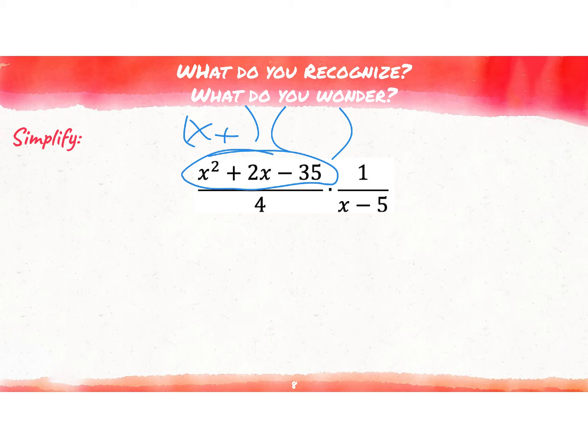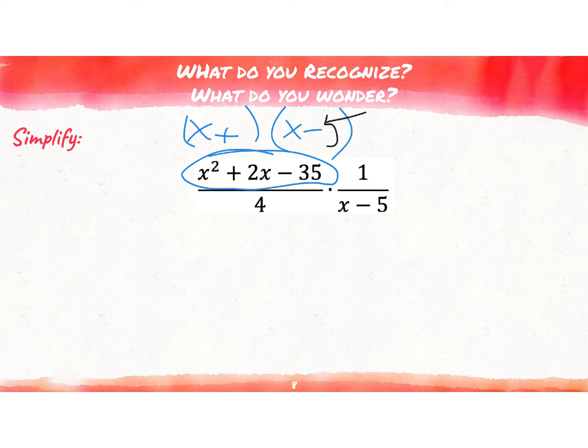X plus and X minus. Okay, let's think that through. One of them is negative to make the negative 35. That makes sense, right? And then remember, think one step ahead. What's on the bottom that's likely to also be on the top? Yeah, so this is probably an X minus 5, right?